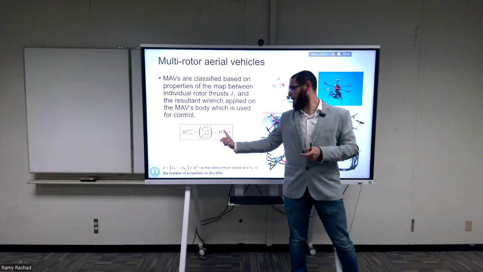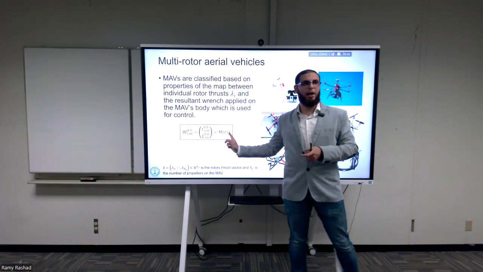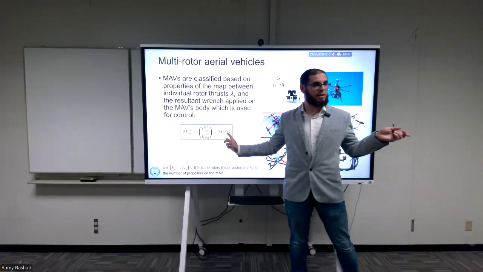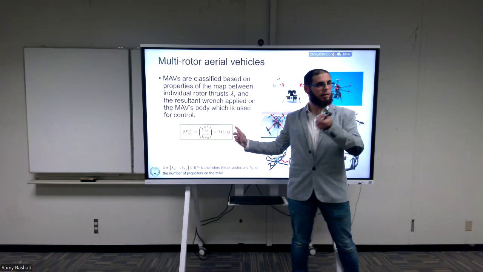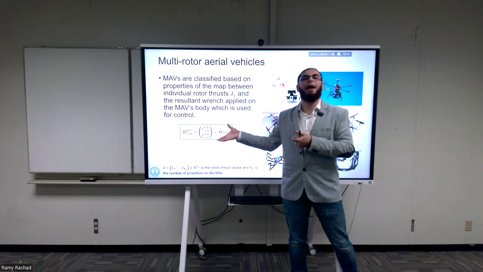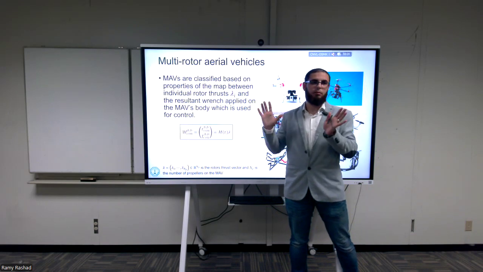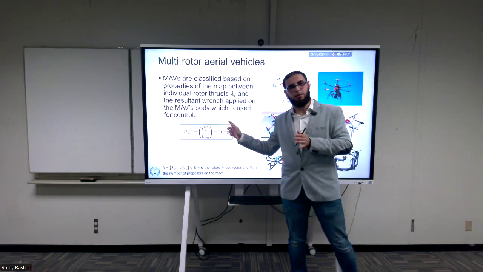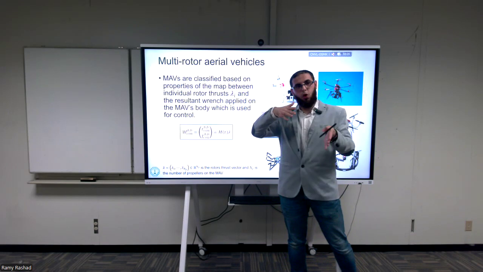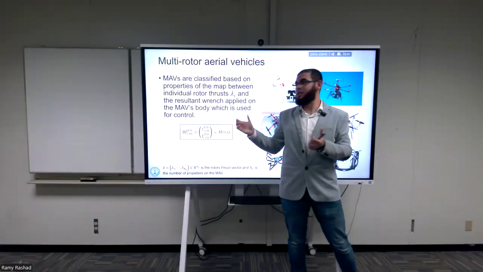Of course, if this is a 6 by 6 matrix, can I always invert it? Yeah, if its determinant is not 0, exactly. It has to be an invertible matrix. So if this is invertible, then we call this a fully actuated drone. If it's not invertible, then I have to check. If its rank is less than 6, then we call this underactuated. And if it has a rank of 6 but more propellers, now this becomes overactuated.